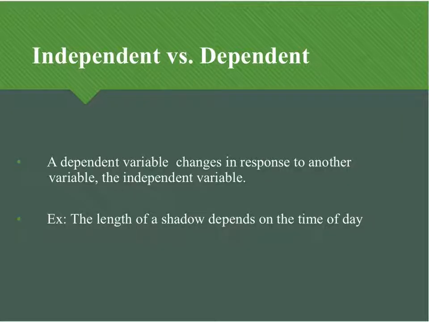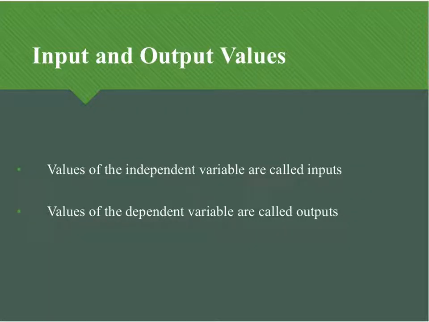So a dependent variable changes in response to another variable, the independent variable. Once again, here's an example. The length of a shadow depends on the time of day. So the time of day is independent, but the shadow is dependent. Values of independent variables are called inputs. Values of dependent variables are called outputs.